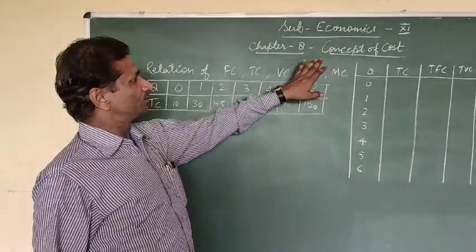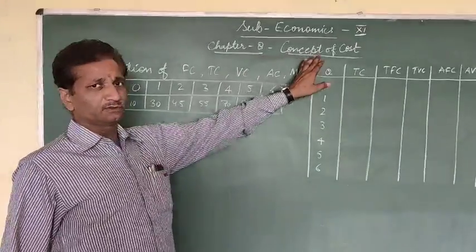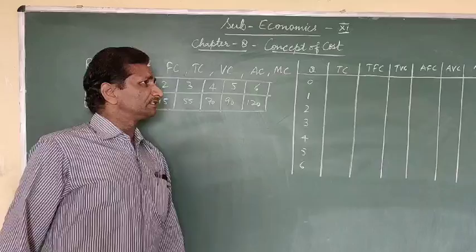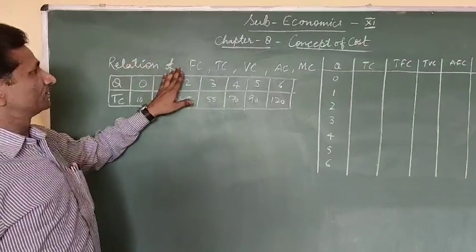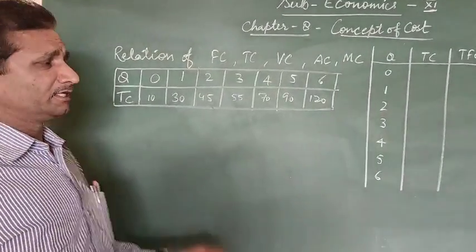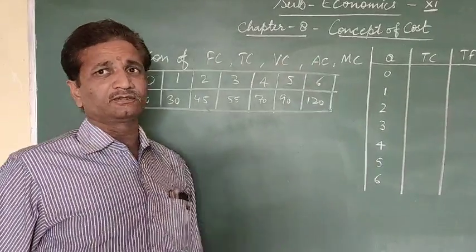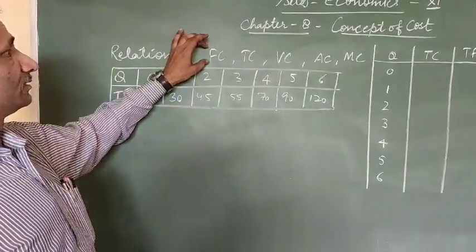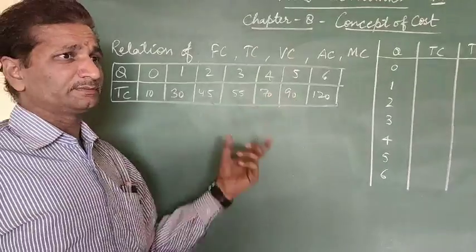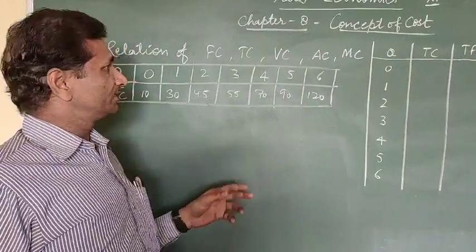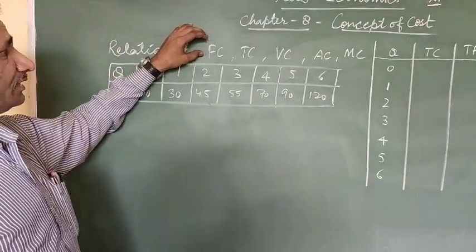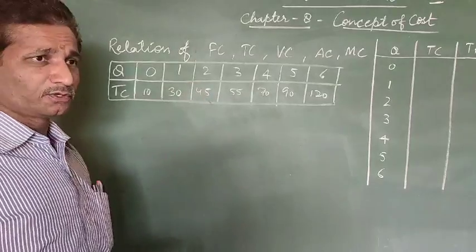In this next video of the same chapter number 8, concept of cost, I am going to discuss the relationship of the various kinds of cost, that is fixed cost, total cost, variable cost, average cost and marginal cost. अब इन सारी कॉस्ट में क्या डिफरेंस होता है, क्या आपस में रिलेशन होता है, वी आर गोइंग टू लर्न हियर एंड फॉर दैट वी हैव टू लर्न सर्टेन formulas also.